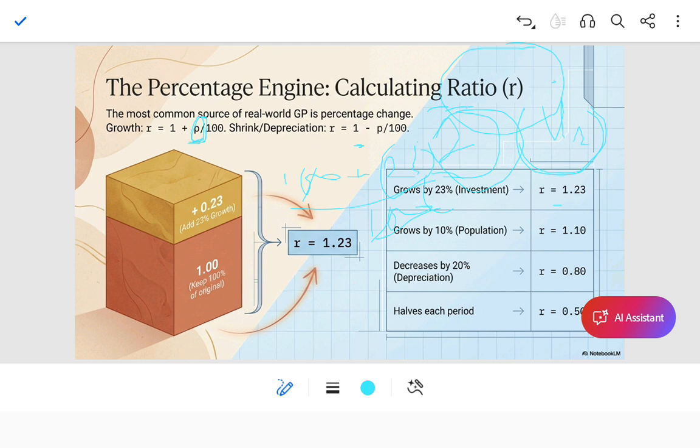So investment, population growth, depreciation, or halves each. Good.